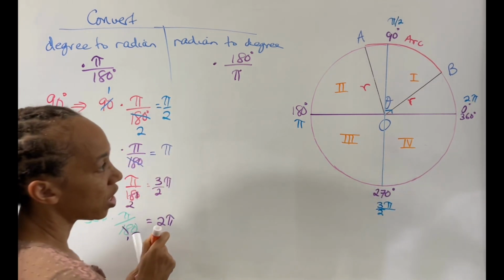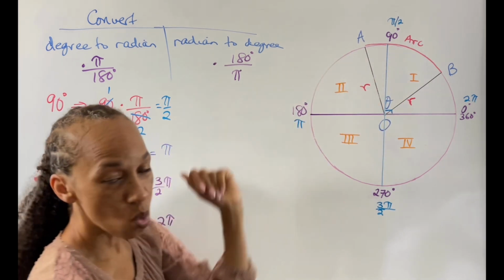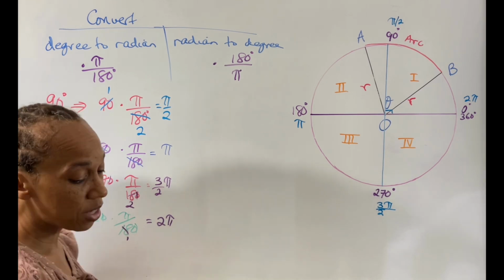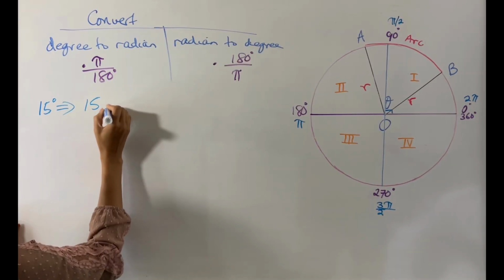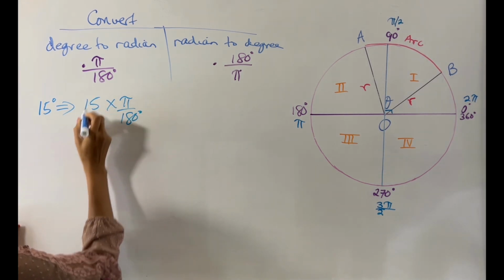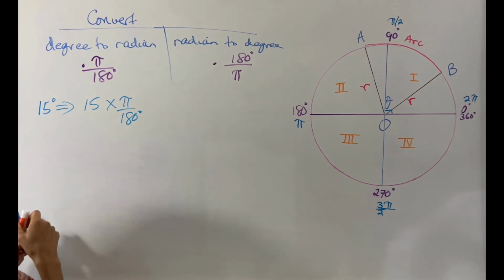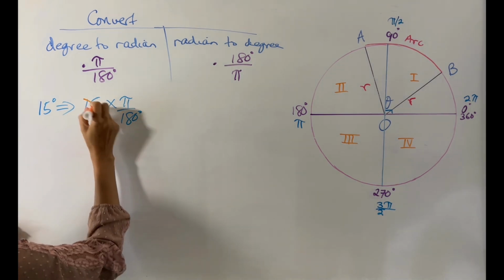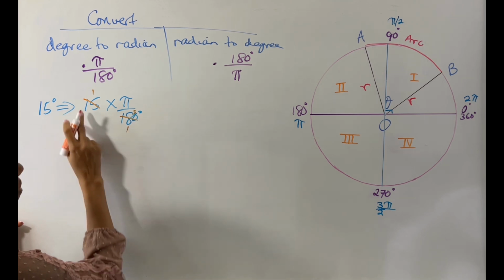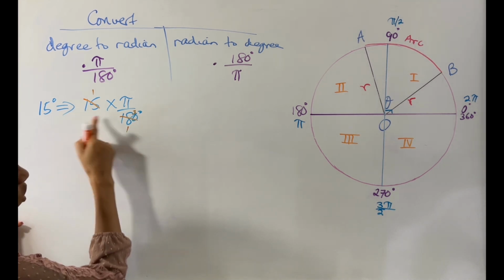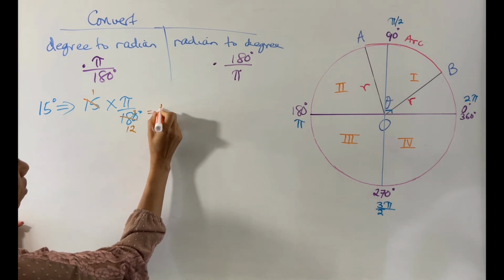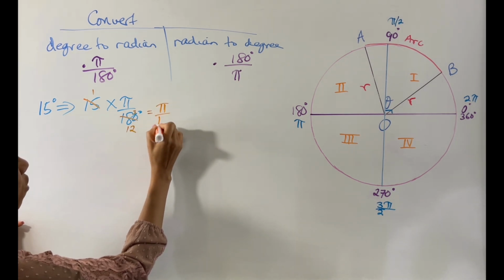So if I choose a number in the first quadrant, say the number 15, let's try for 15 degrees. So 15 times pi over 180 degrees, and we are going to simplify this. 15 into 18 is going to be 1 time with the remainder of 3. 15 into 30 is going to be 2 times. So our answer here is going to be pi over 12.